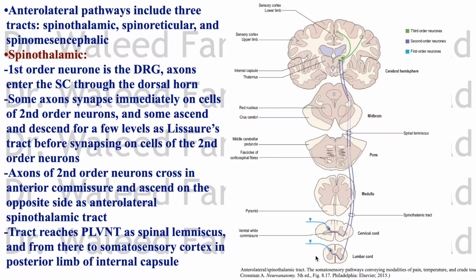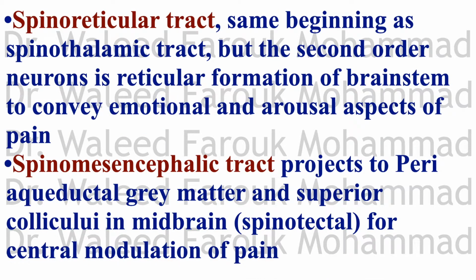The axons of the second order neuron now cross in the anterior commissure, anterior to the central canal of the spinal cord, to the opposite side and ascend as the lateral or anterolateral spinothalamic tract, as you can see here. This is in the spinal cord, this is in the medulla, and here in the pons. It forms the spinal lemniscus as it goes up in the brainstem to the posterolateral ventral nucleus of the thalamus, which is the third order neuron, and then to the somatosensory cortex.